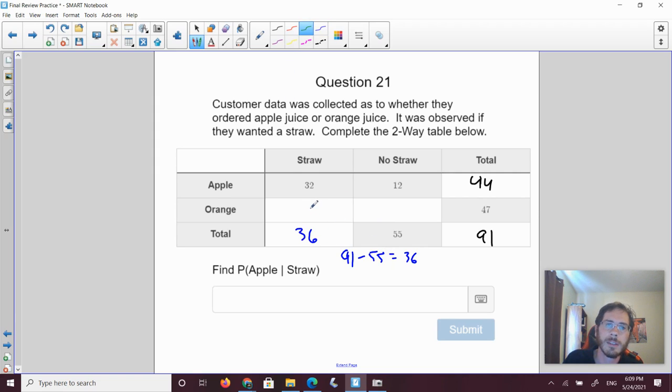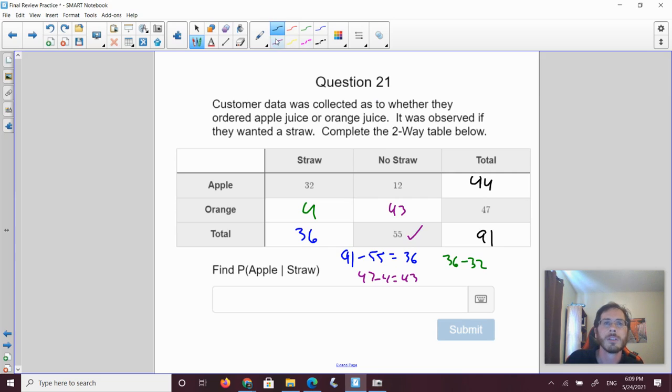And again, if I want to subtract to get to the orange for the straw, that's going to be 36 minus 32, which is 4. And then I've got my choice of subtractions. I think 47 minus 4 is going to be a little bit nicer to give me 43. And I can double check. 12 plus 43 is 55. So I've checked it out. I know I've got the answer right.